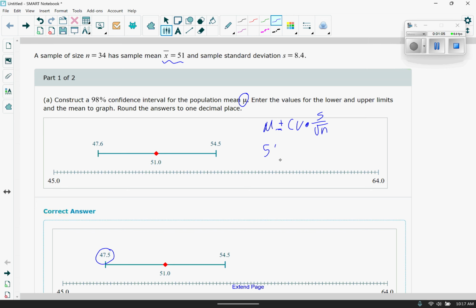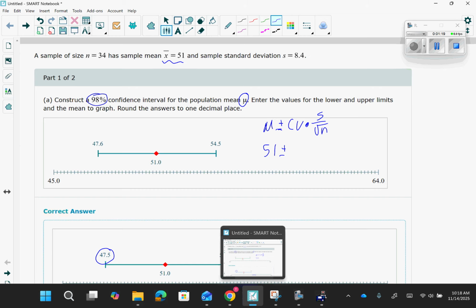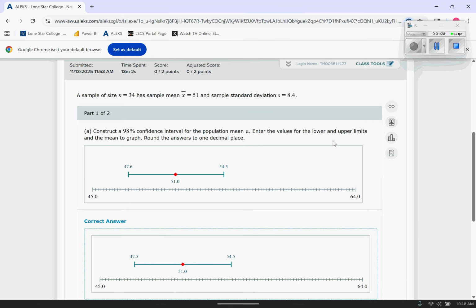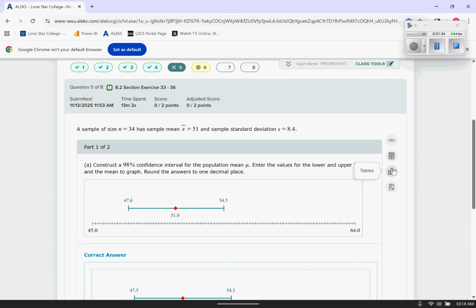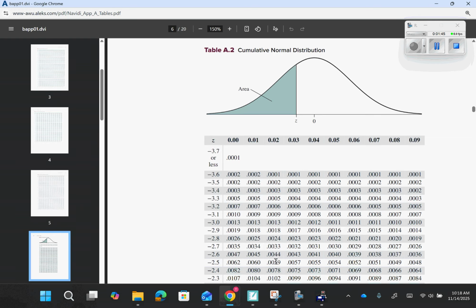So we're going to take 51 plus or minus, and the critical value is based off of our confidence level, which is 98%. And so I'm going to go ahead and look up our table. I was going to mention this because you might run into this when you're taking the test if they don't allow you to take the table into the testing center. There will be links on the side of the test right here where you can click on textbook, or I'm sorry, tables. You won't have textbook, but you'll have tables right here. If you click on that, it will open up this table for you here.